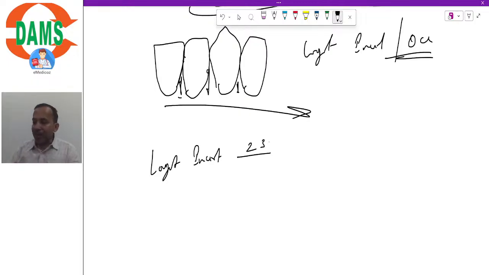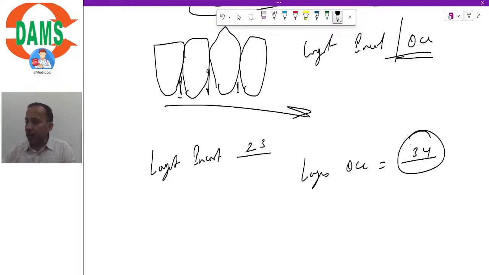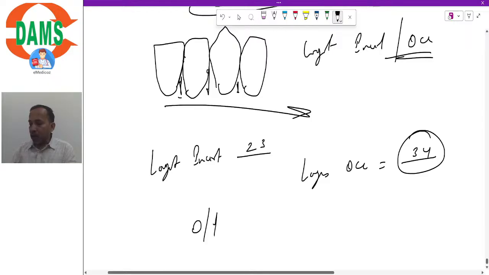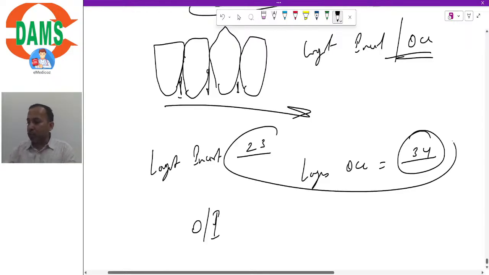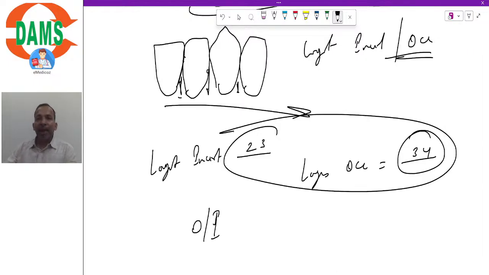The largest incisal is between 2 and 3 and largest occlusal is between 3 and 4. Yet if you compare the occlusal or incisal embrasure between these two teeth, or if you compare the relative size of 3-4 and 2-3, what you would notice is that 3-4 occlusal embrasure is larger than 2-3 incisal embrasure, right?